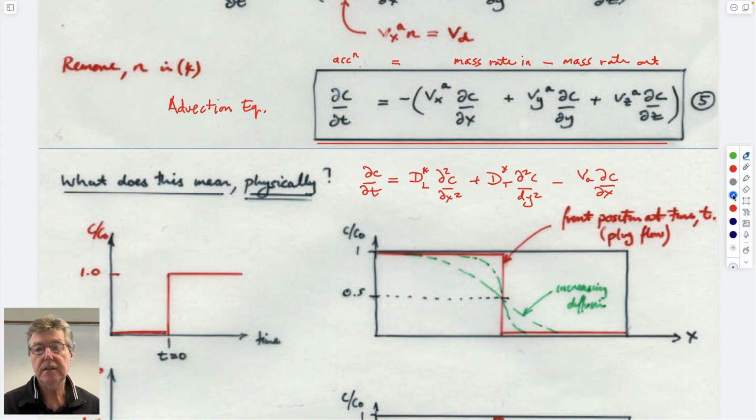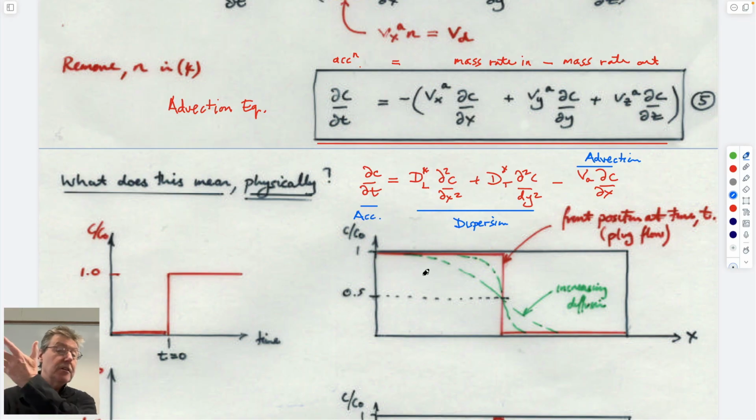So in these, I guess I'm going to run out of space. This is dispersion. Could call it diffusion, but it's better to call it dispersion. And this term here is advection. And this is accumulation. In a point. And if we solve this equation for boundary conditions which we define, then it starts looking like the things that you can imagine already.